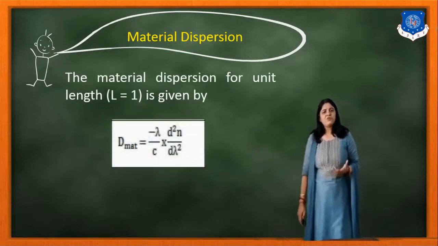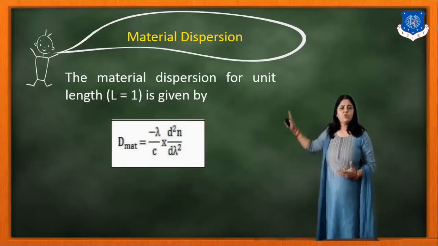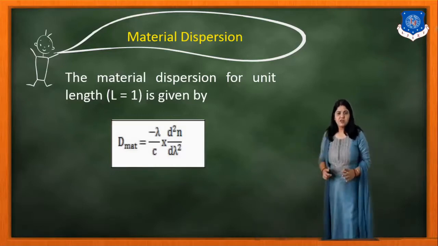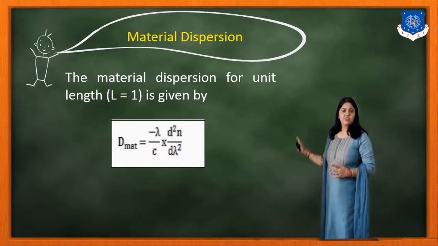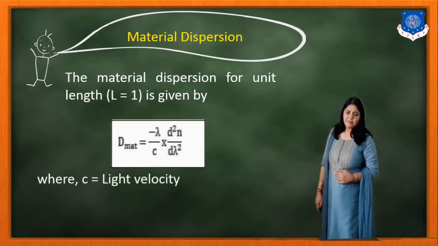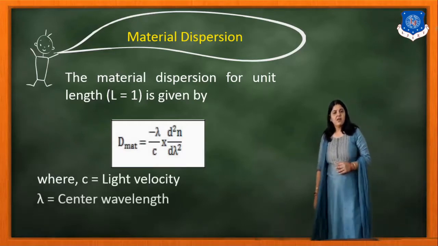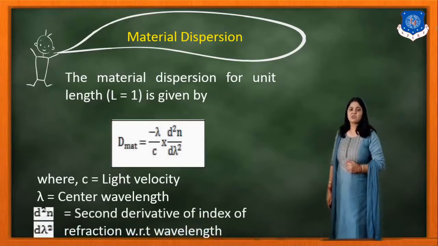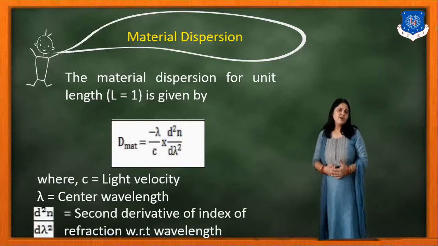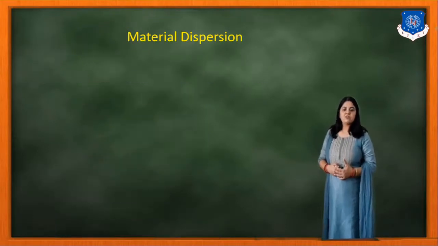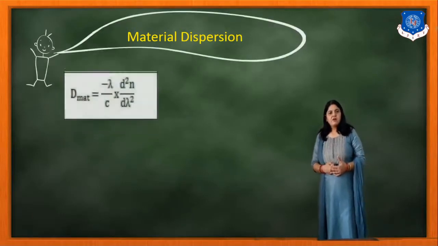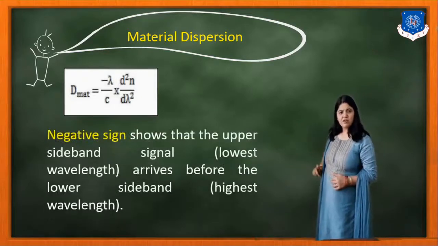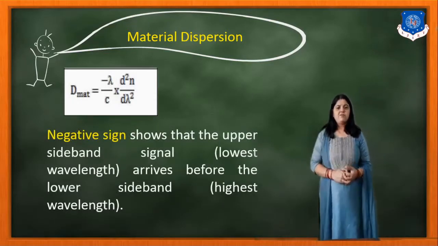So material dispersion for the unit length L equal to 1 is given by D mat is equal to minus lambda upon c into d square n upon d lambda square. Where c is the velocity of light, lambda is the center wavelength, and d square n upon d lambda square is the second derivative of the index of refraction with respect to wavelength. Now D mat is equal to minus lambda upon c into d square n upon d lambda square. Here there is a negative sign with the lambda.